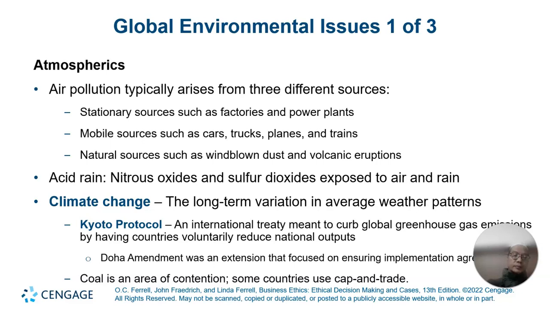Air pollution is an issue. Air pollution typically arises from three different sources. The first is stationary sources such as factories and power plants. Stationary sources mean things that are static, that are at a particular place all the time, or fixed for a significant amount of time.